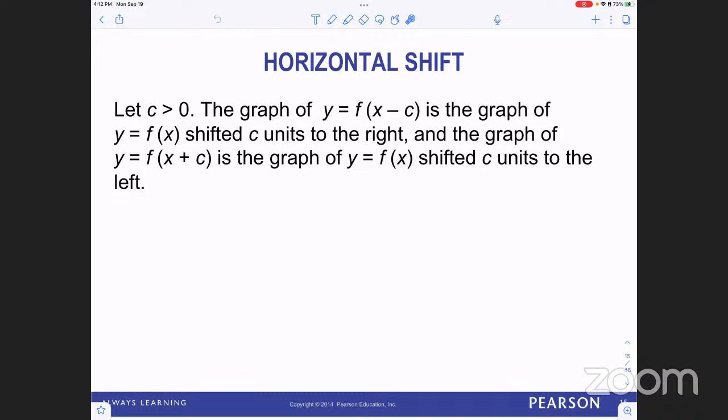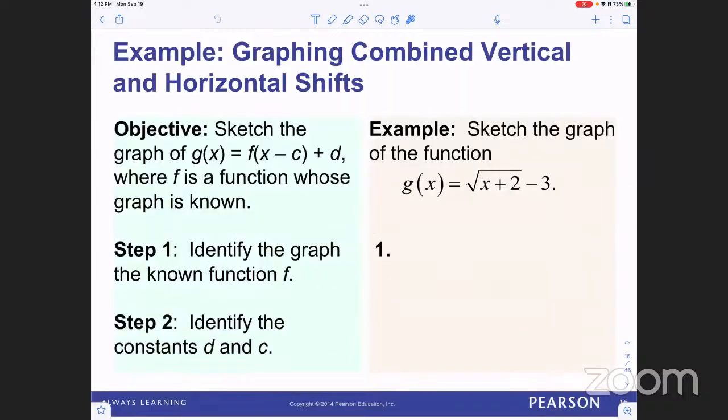Okay. So I think we've talked about 4 of the 10 transformations. Add a positive on the outside, it goes up. Subtract a positive on the outside, it goes down. Add a positive on the inside, it goes to the left. Subtract a positive on the inside, it goes to the right. Okay. So those are the 4 that we have so far.